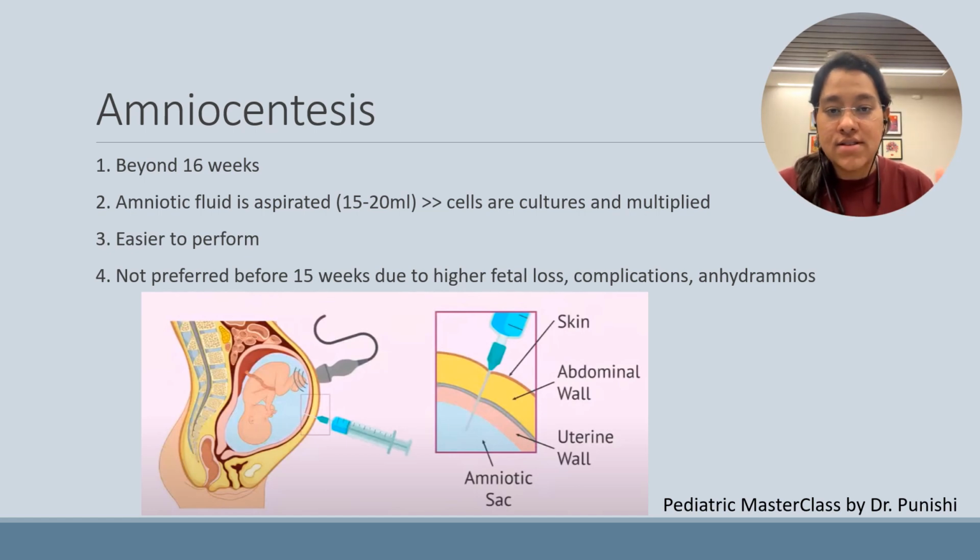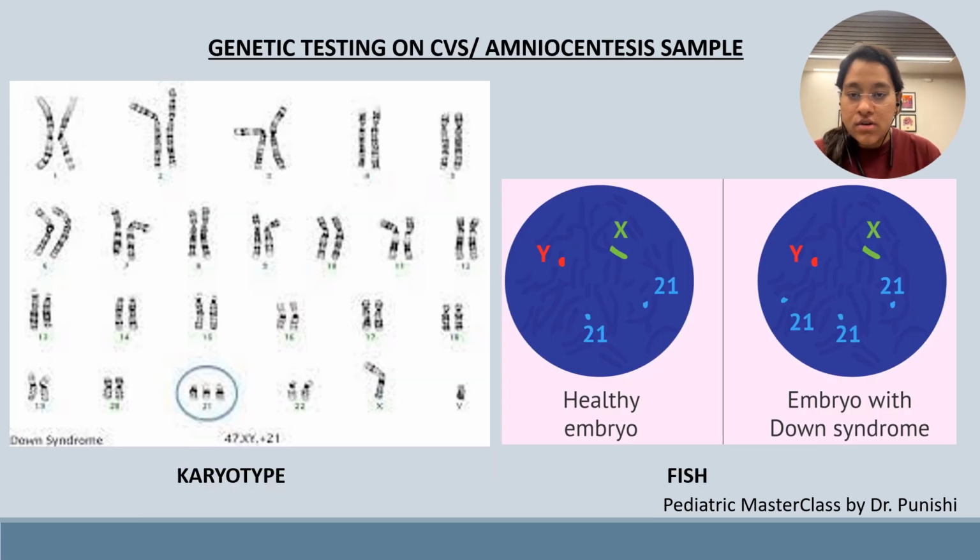So once we have the sample from either the CVS or the amniocentesis, the next option is what genetic test will you do on those samples. You can either do a karyotype or a FISH. This is what a karyotype looks like, and this is a karyotype of a fetus with Down syndrome, where we can see 3 copies of the 21 chromosome, so trisomy 21. On the other hand, this is what a FISH picture looks like, with a healthy embryo having 2 copies of chromosome 21, whereas an embryo with Down syndrome has 3 copies.